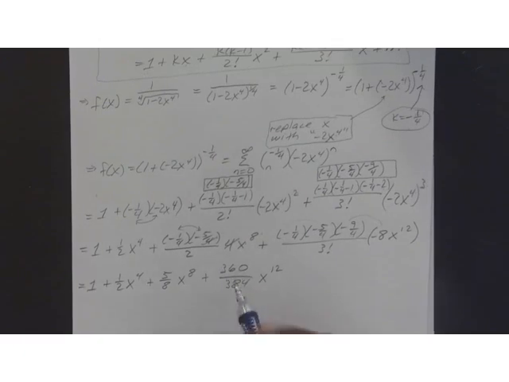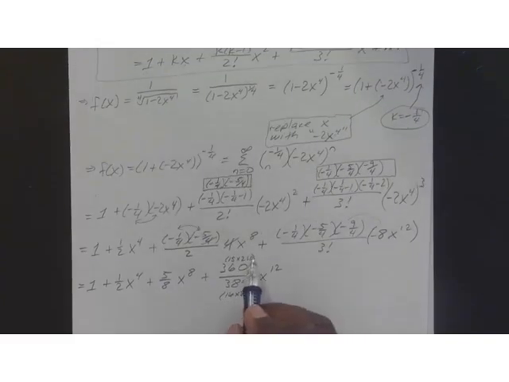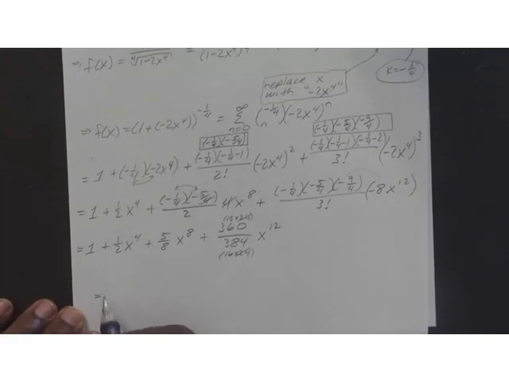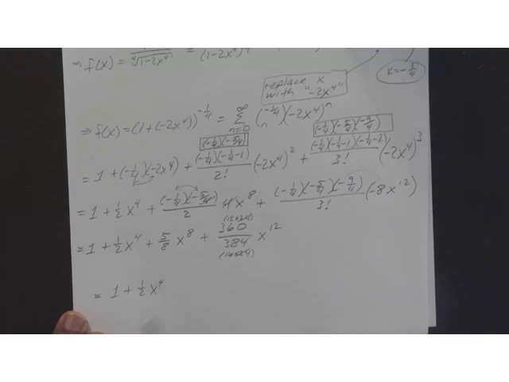Okay, so we know that 360, that's 15 times 24. And we know that 384 is 16 times 24, where the two 24s cancel each other out. So that gives us 1 plus 1/2 x to the 4th power plus 5 over 8 times x to the 8th power plus 15 over 16 x to the 12th power.